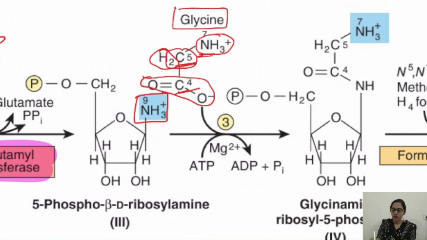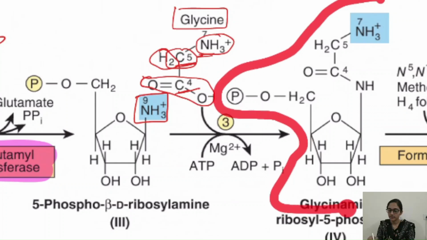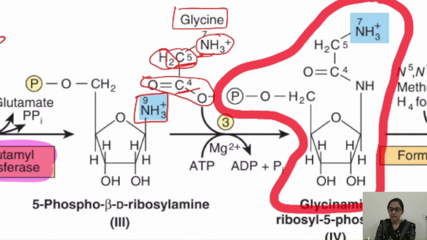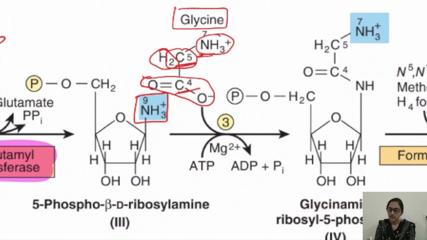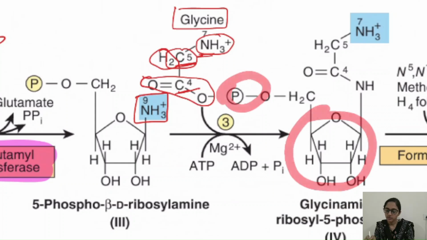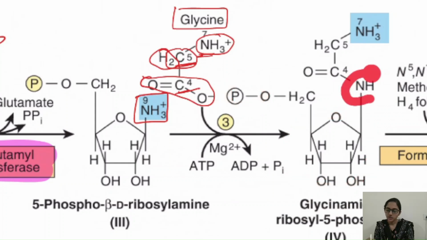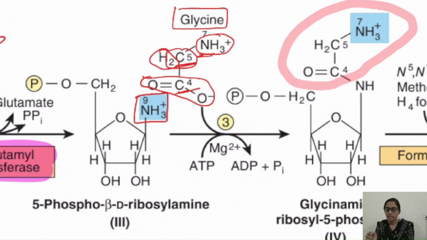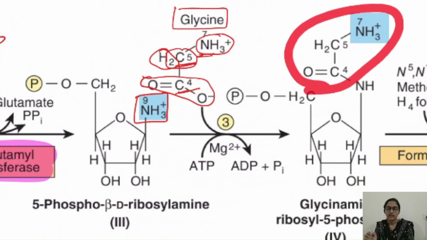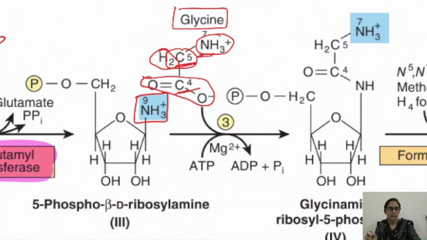So look at how it is being attached here. This is the product that we have obtained. Here is the ribose, this is the phosphate, so ribose 5-phosphate, on top of which you have added the amino group from the glutamine, and to this amino group, the glycine is going to get attached.